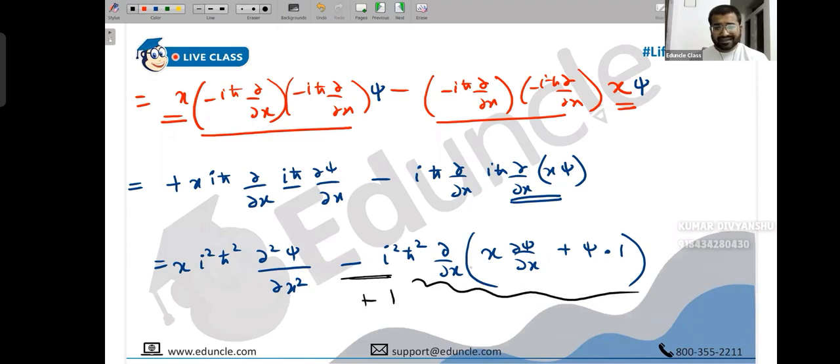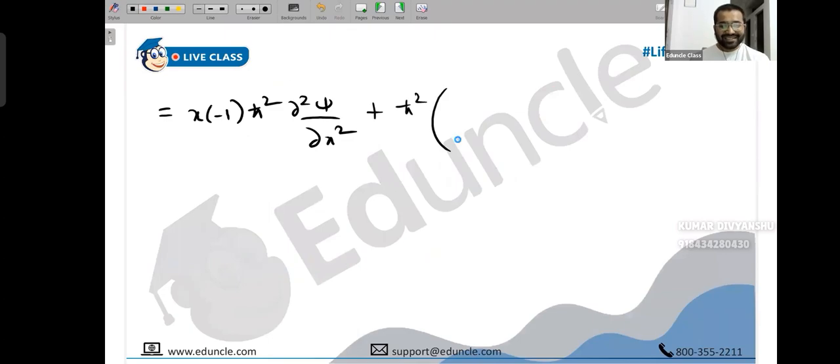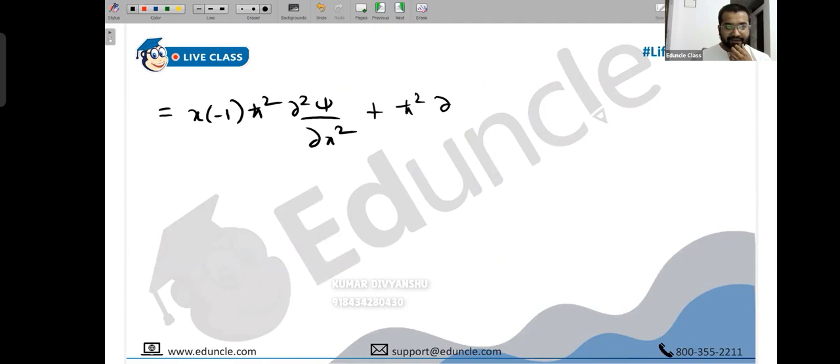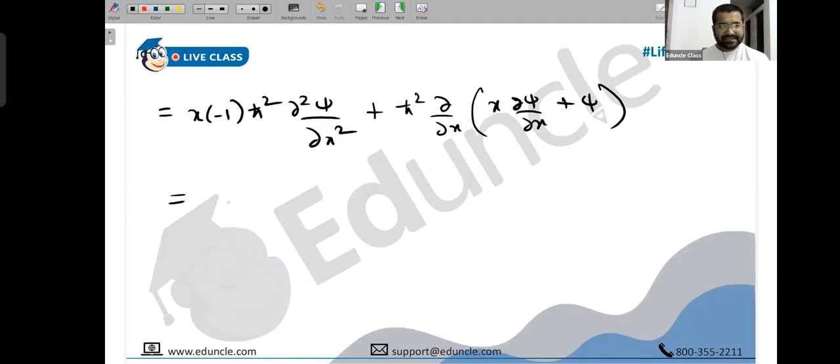ħ squared, there is another derivative. Plus ħ squared into x ∂ψ/∂x. Sorry, wait, too much of things. I've got another derivative: ∂/∂x of (x ∂ψ/∂x plus ψ). People, this is easy. It is just that this is exhaustive. It's not difficult.